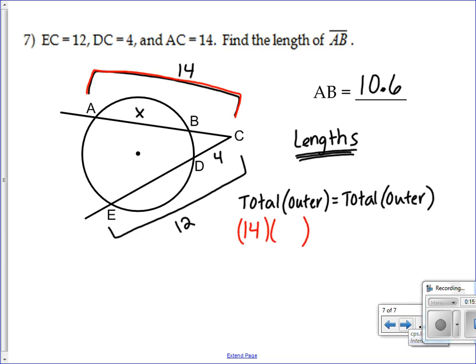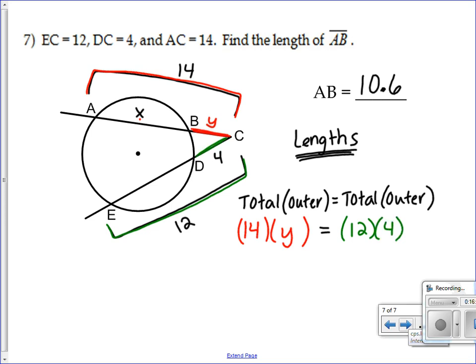But we're not given its outer piece, BC. I don't want to call it x because x is already representing a different length. So let's just call it y. Okay, now we're going to set that equal to the total of the other secant, which is 12, and its outer piece, which is just 4.